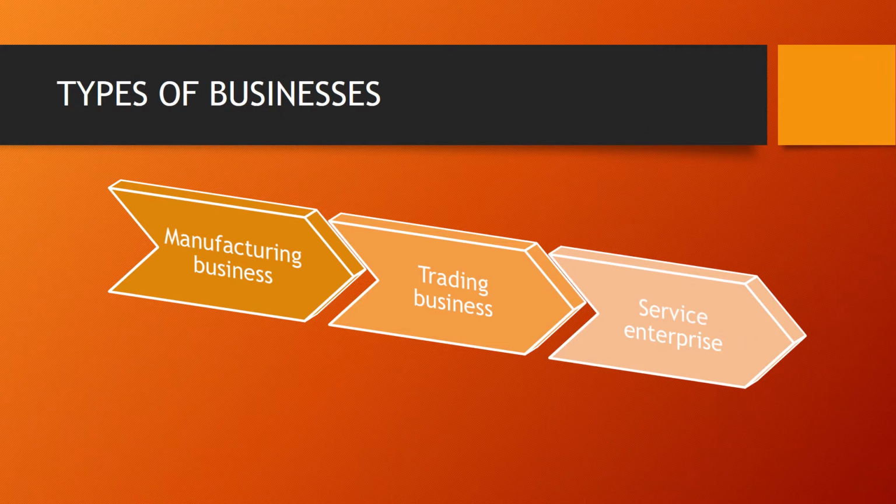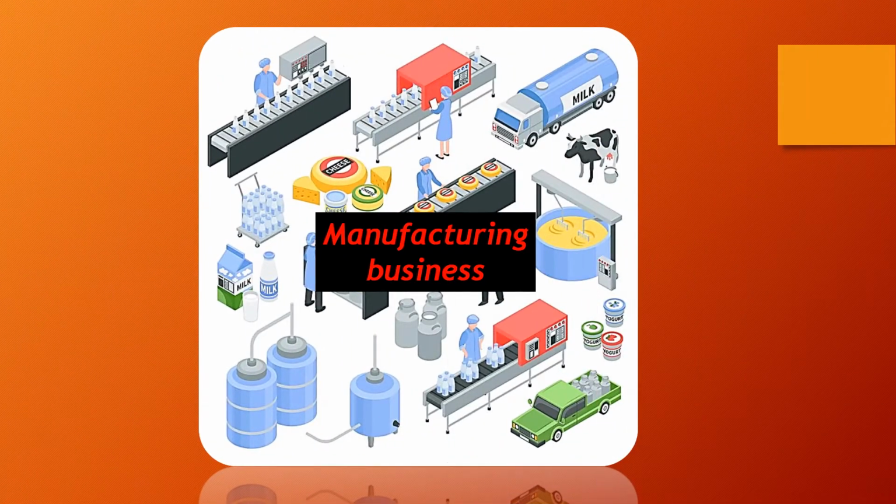Types of businesses. There are 3 types of businesses that we deal with in grade 7. Manufacturing business, trading business, and service enterprise business. Manufacturing businesses are involved in making or producing goods. They take raw materials and change them into a semi-finished or finished product that they sell at a profit. Examples include a flour mill, a bakery, clothing, or a toy factory.